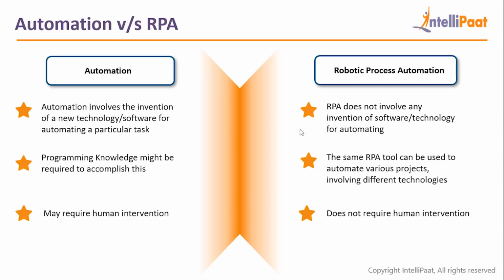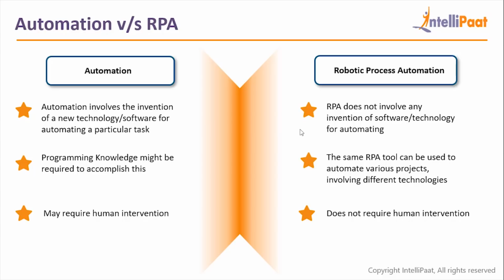The second difference is, if you're creating a software, or a machine, you'll also have to create software for that machine, right? So programming knowledge is required to give yourself a product for automation. But in RPA, the most awesome thing is that you do not require any programming knowledge to create any automation product, right? So that is the most awesome thing about RPA.